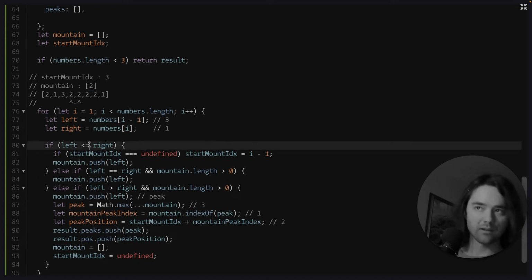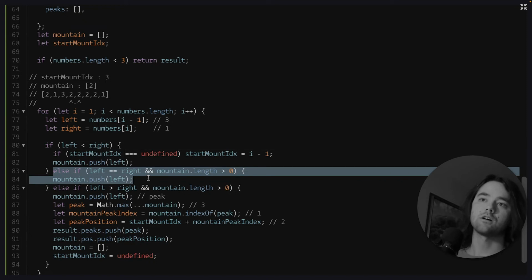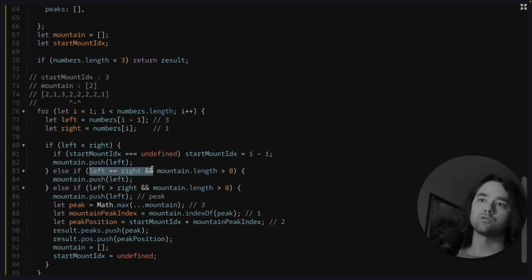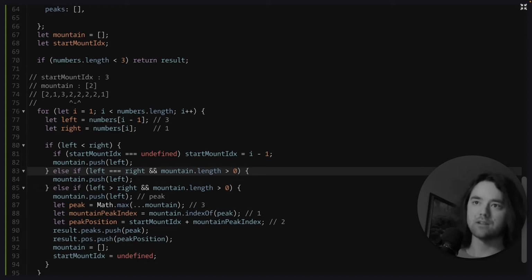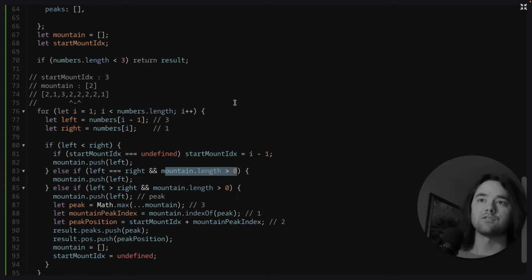And so the fix that I was able to come up with was really just adding this other branch in my logic, and the conditional statement being that if left is equal to right, so if it's the start of a plateau, or it's a continuation of a plateau, we're only going to add that element if mountain already has a length greater than 0. So thus avoiding this situation where we're identifying the start of a peak before we even want to.